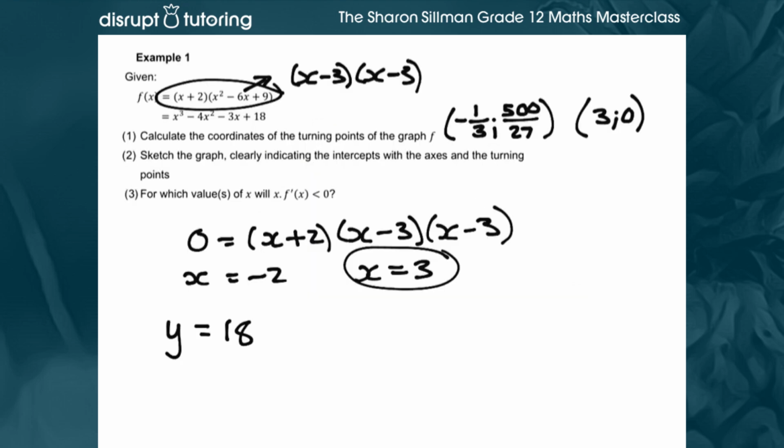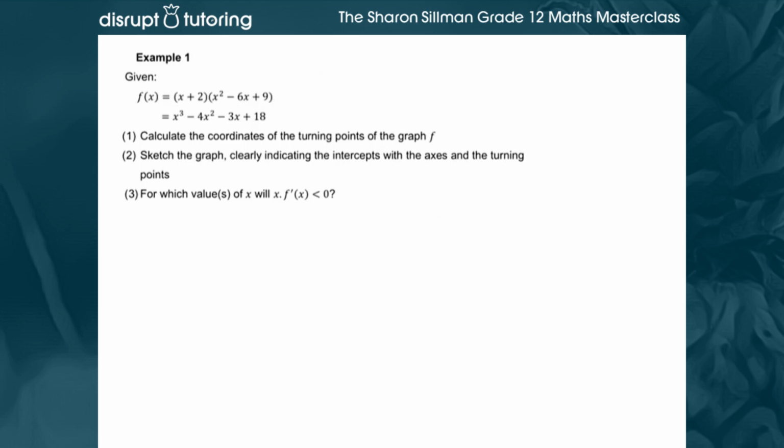For which values of x will x multiplied by the derivative of x be less than 0? So we need to have a careful look at this. We're looking where x multiplied by the derivative function is less than 0. So firstly, how do we get something less than 0? We need to multiply a positive and a negative value. So when we take an x value and multiply it by whatever the derivative is, positive or negative, we want to get a negative value.